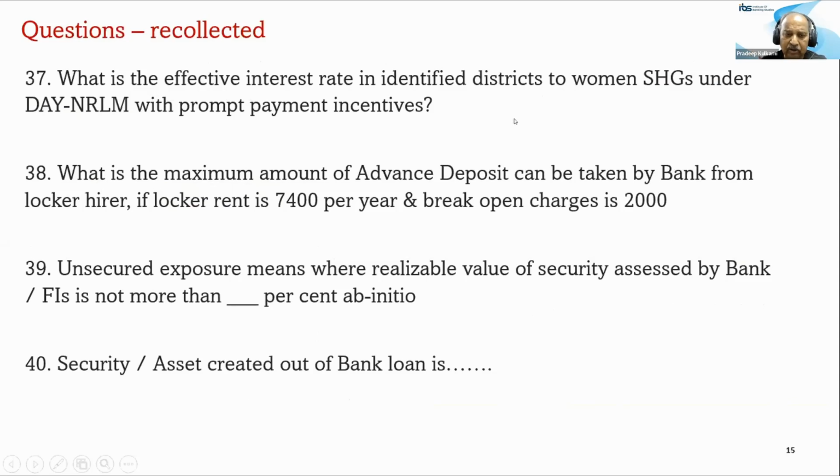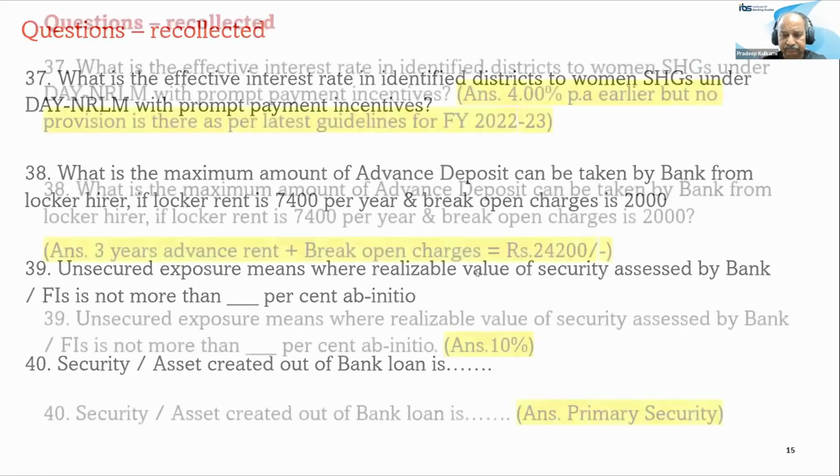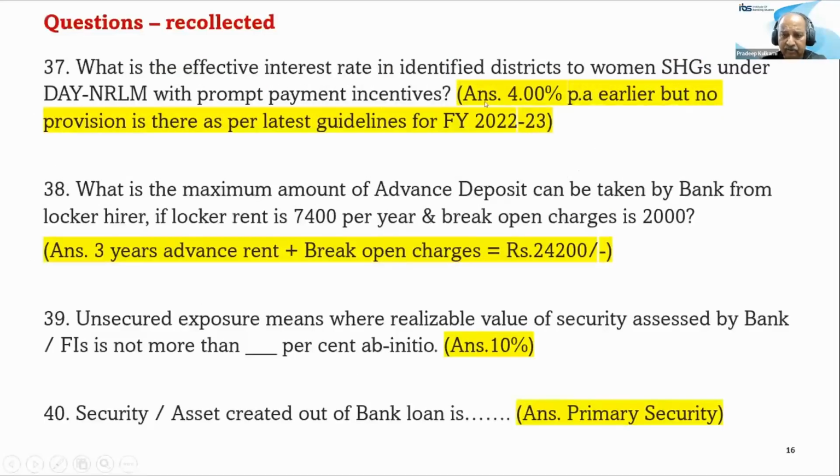One or other point is definitely there. What is the effective rate of interest for a woman SHG under DAY-NRLM? Advance deposit can be taken by the bank from a locker hirer if the locker rent is this much, and break open charge is 2,000. What does unsecured exposure mean, and what should it not be more than? Security assets created out of the bank loan is primary security. Then 4% earlier, but now no provision as per the latest guidelines.